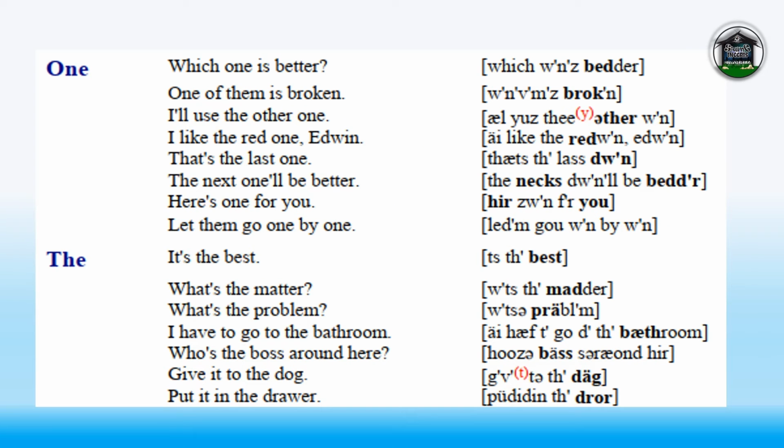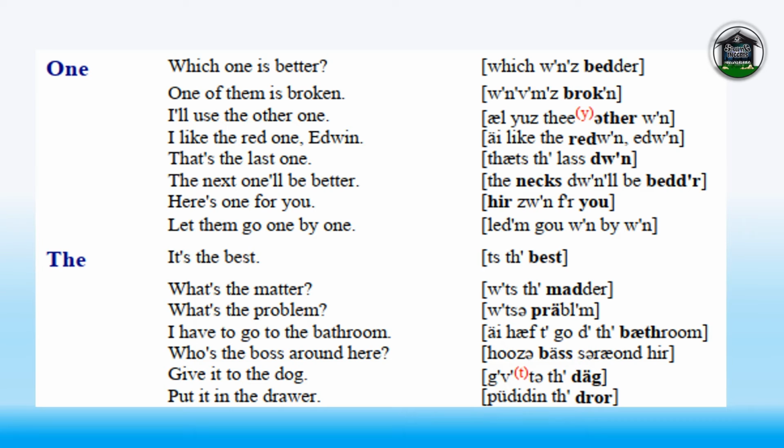One. Which one is better? One of them is broken. I'll use the other one. I like the red one, Edwin. That's the last one. The next one will be better. Here's one for you. Let 'em go one by one.